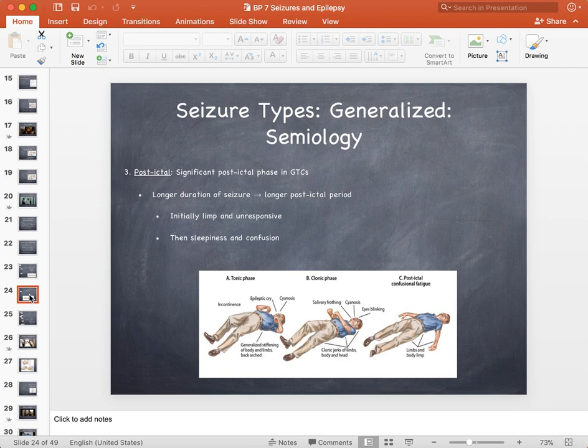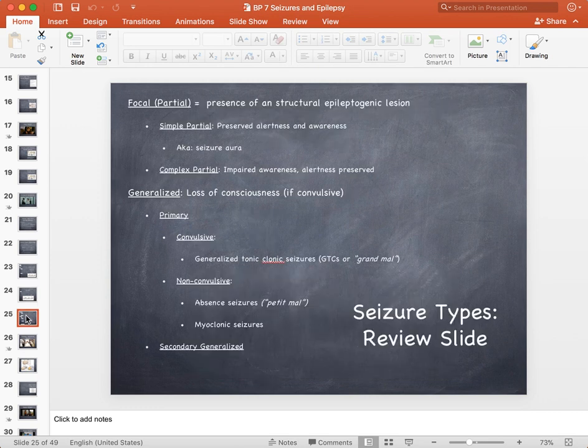The next part is the postictal phase. This can be a significant issue, especially in prolonged generalized tonic-clonic seizures. It is this stereotyped confusion, maybe nausea, vomiting, as we mentioned. The person will initially pretty much be limp and basically unresponsive. Then they could be sleepy. They might even pass out and go to sleep for a while. Here's just a review slide to go over some of the key parts of focal and generalized seizures.